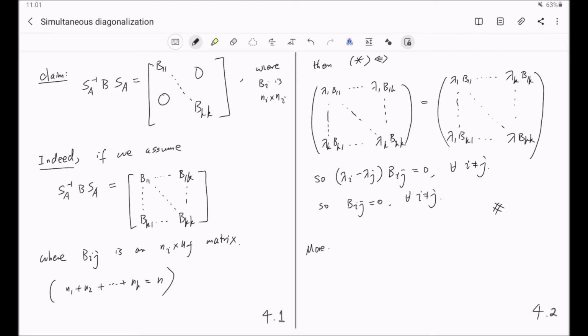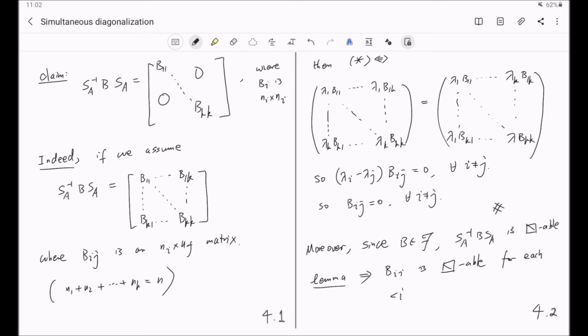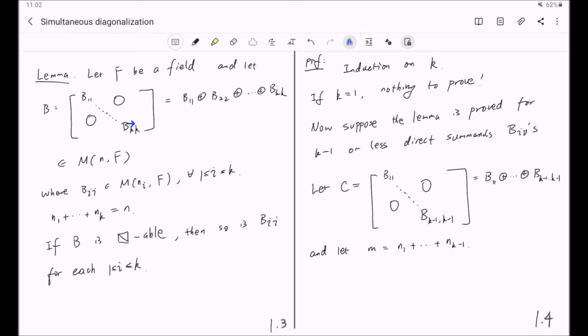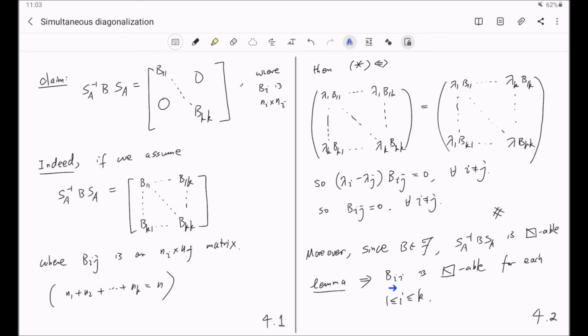Moreover, since B is in F, and F is a family of diagonalizable matrices, this S_A inverse B S_A is also diagonalizable. And by our lemma, we have B sub ii is diagonalizable for each i, 1 less than or equal to i less than or equal to k. Remember, our lemma says if you have a block diagonal matrix that is diagonalizable, then each block is diagonalizable. So we have B sub ii diagonalizable.